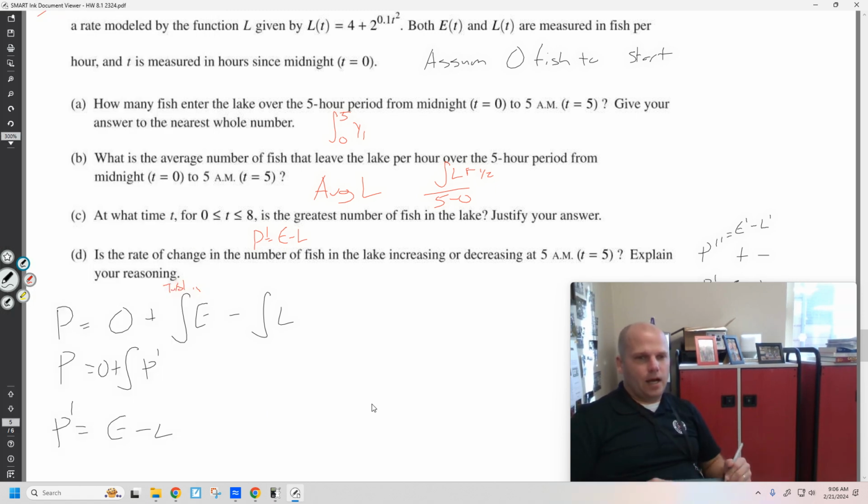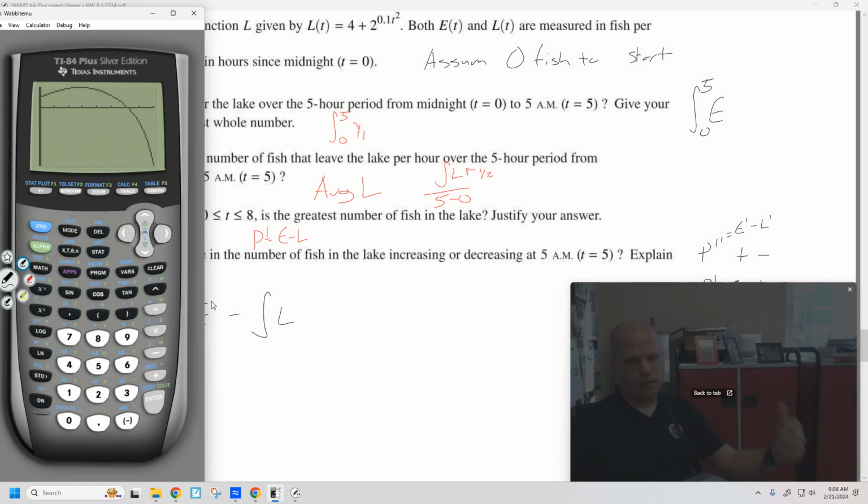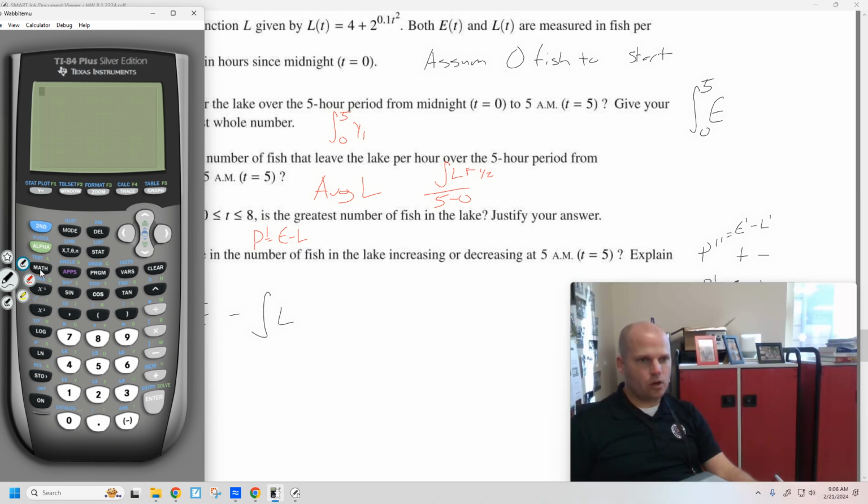All right, part A, easy. How many fish entered? We just want to accumulate E. Total in is an accumulation of a rate in, if that's what you're given. So math 9, 0 to 5 of Y1. Because I graphed Y1, don't forget dx. You get 153 to the nearest whole number. Now, why did I give us a nearest whole number? Because we're talking about a total amount of fish.